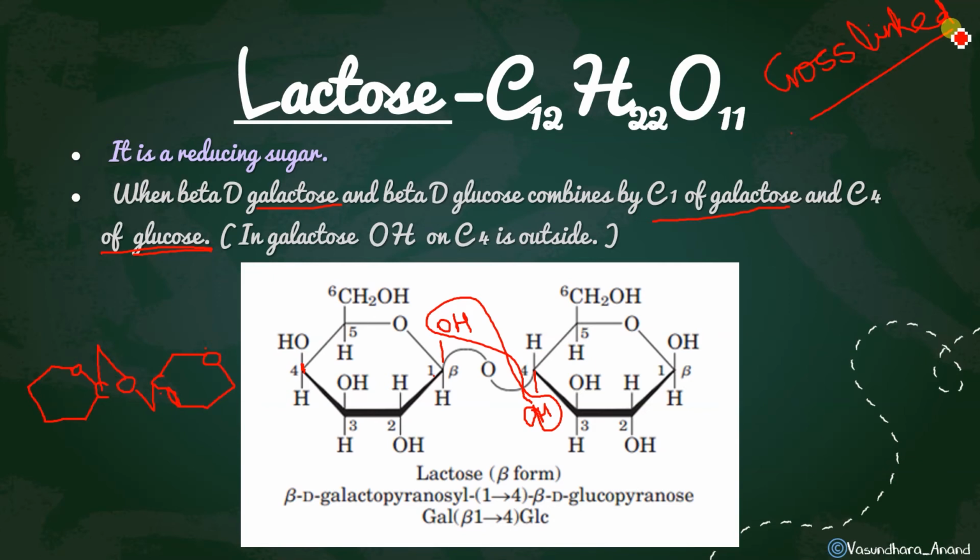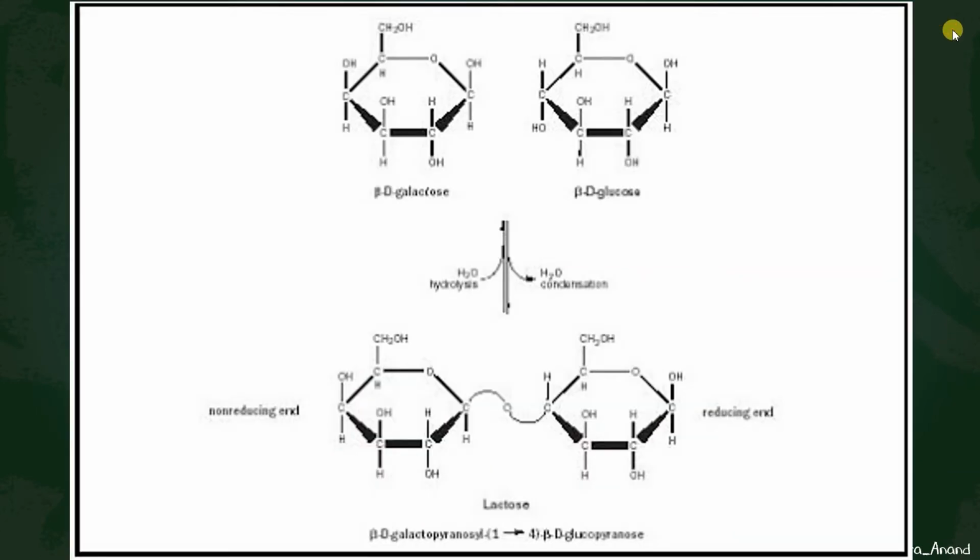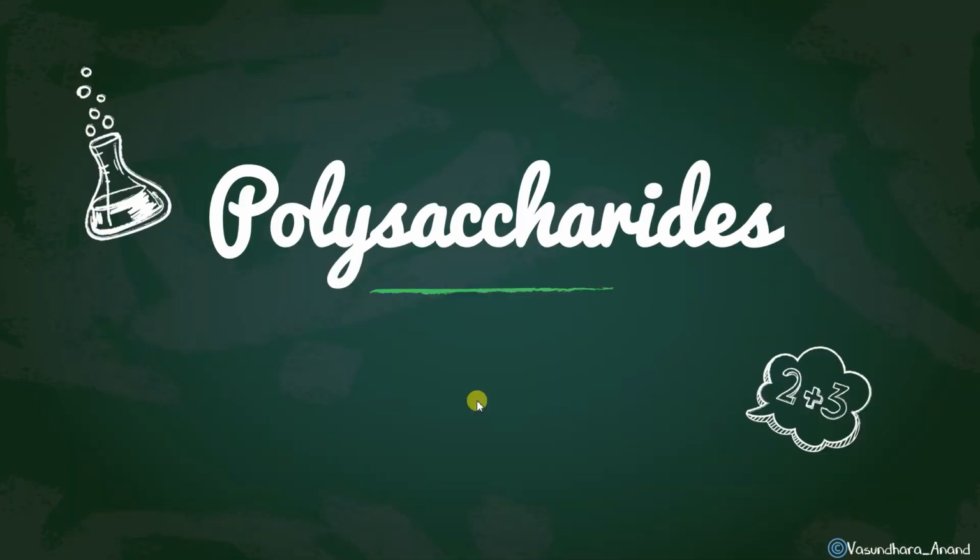Okay. So this was all about the disaccharide. And this is the structure, like this is beta D galactose and this is beta D glucose. This OH and this H will come out, and here it will form a cross-linked structure like this. The rest is same.